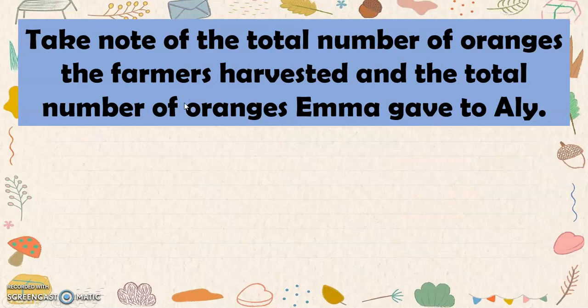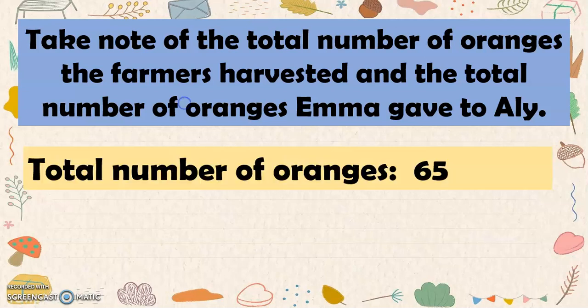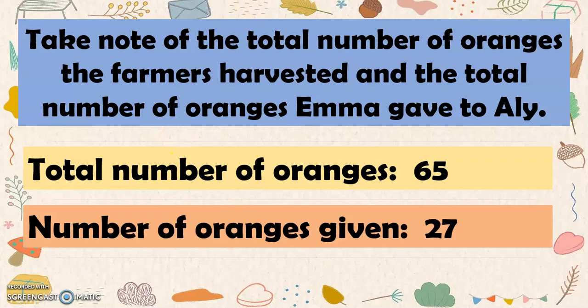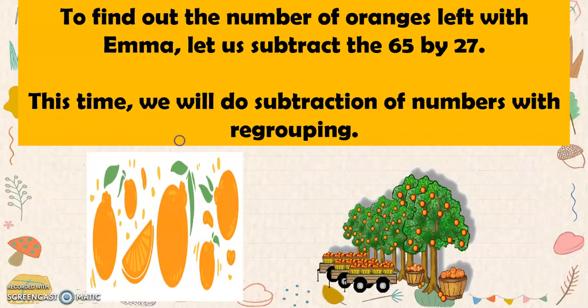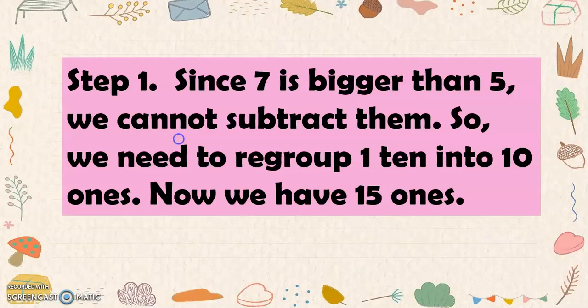Take note of the total number of oranges the farmers harvested and the total number of oranges Emma gave to Ali. The total number of oranges is 65 and the number of oranges given is 27. To find out the number of oranges left with Emma, let us subtract 27 from 65. This time, we will do subtraction of numbers with regrouping.